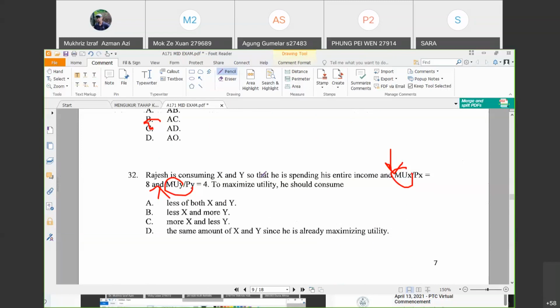Okay, so this is the one that we discussed just now, how to make your equilibrium equal. MUX over PX is 8, MUY over PY is 4. So if you want to make them equal, either you need to reduce 8 or you need to increase 4, or you need to increase this ratio or reduce this ratio, so that you can be at equilibrium. So how to reduce 8 or how to increase 4?